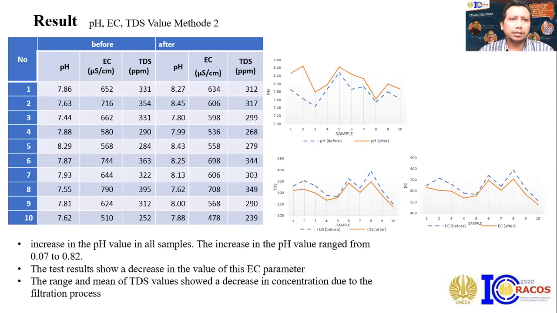Results in pH, EC, TDS in method 2. The increase of the pH value is in all samples. The increase in the pH value ranges from 0.0 to 0.82. The test results show the decrease of the value of the EC parameter, and the range and mean of TDS values show the decrease in concentration due to the filtration process. The diagram can be seen on the right side of the picture.